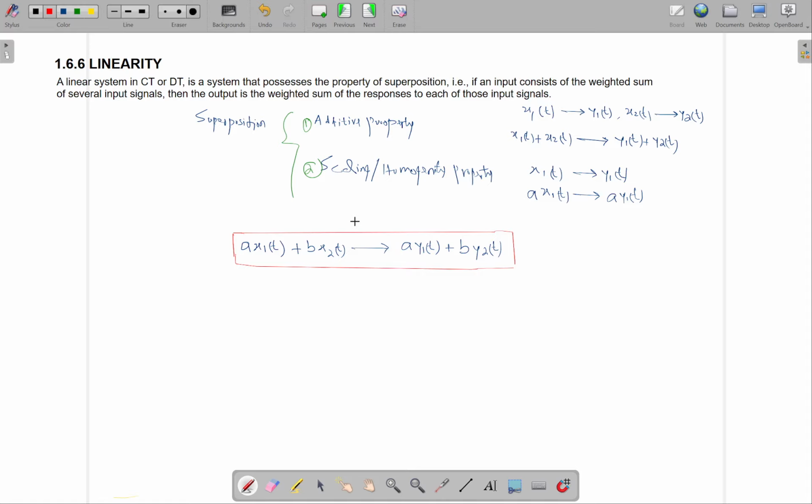Another very important property of a linear system is that for a zero input, the output is also zero. So for the zero input, the output of a linear system is also zero. Now, if any system violates this particular property, we can say that the system is a non-linear system. Now, let's take a few examples and try to understand this thing.